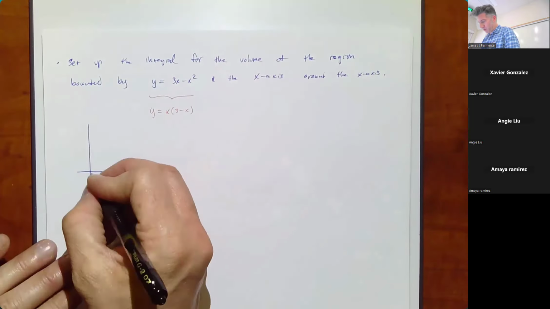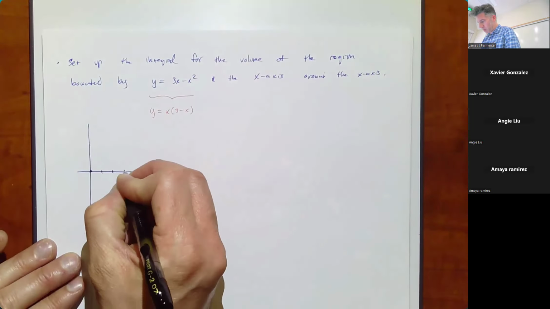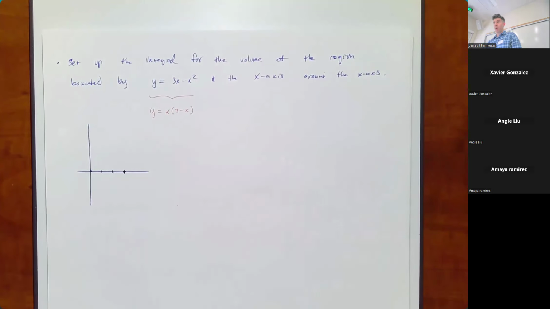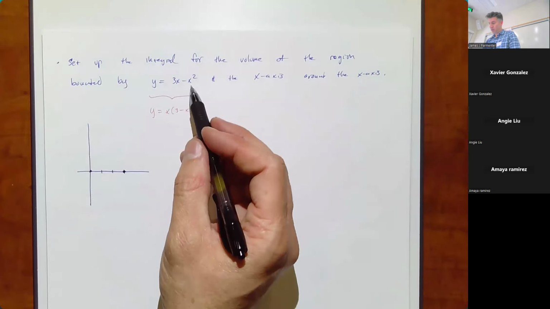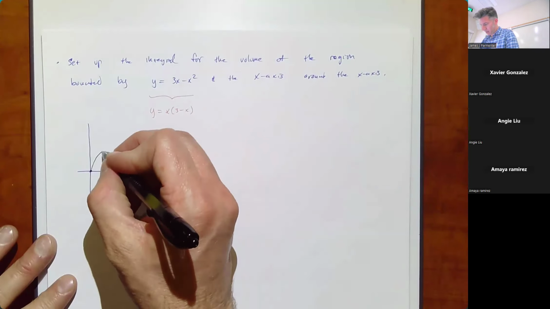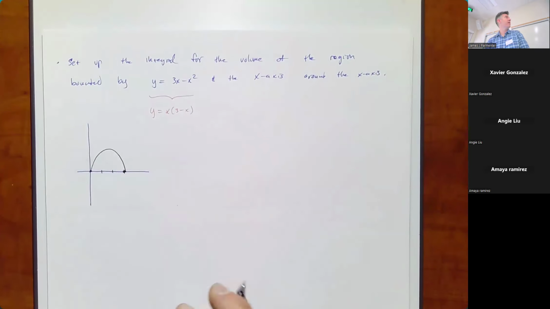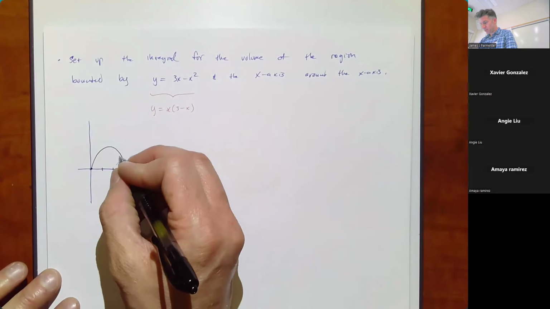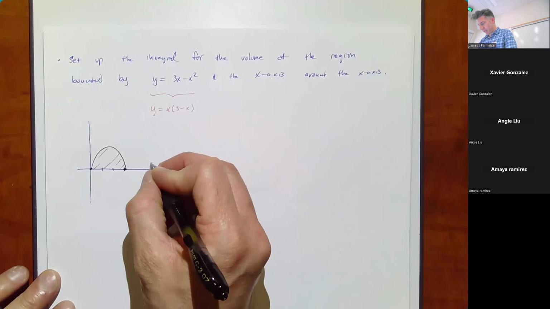So 0, 1, 2, 3. And it's a downward opening parabola because it's a negative x squared. So it's going to look something like that. And I'm not going to draw the rest of it because I really only care about the region that's between the x-axis and my function y equals 3x minus x squared. So we're looking at this region and we're rotating around the x-axis.